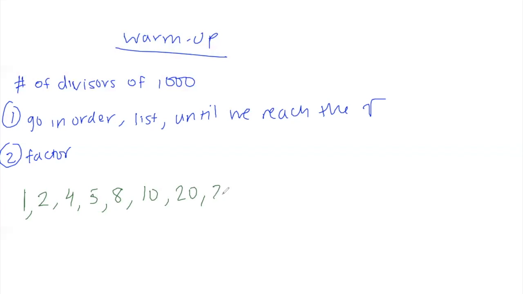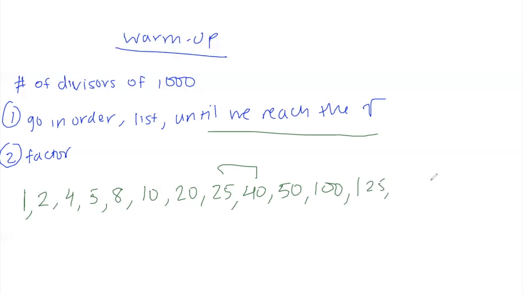25 also works. 25 goes into 1,000 40 times. So from here, it starts to repeat because this makes a pair. And 40 is the next divisor on our list. So then 20 and 50, 10 and 100, 8 and 125, 5 and 200, 4 and 250, 2 and 500, and 1 and 1,000.